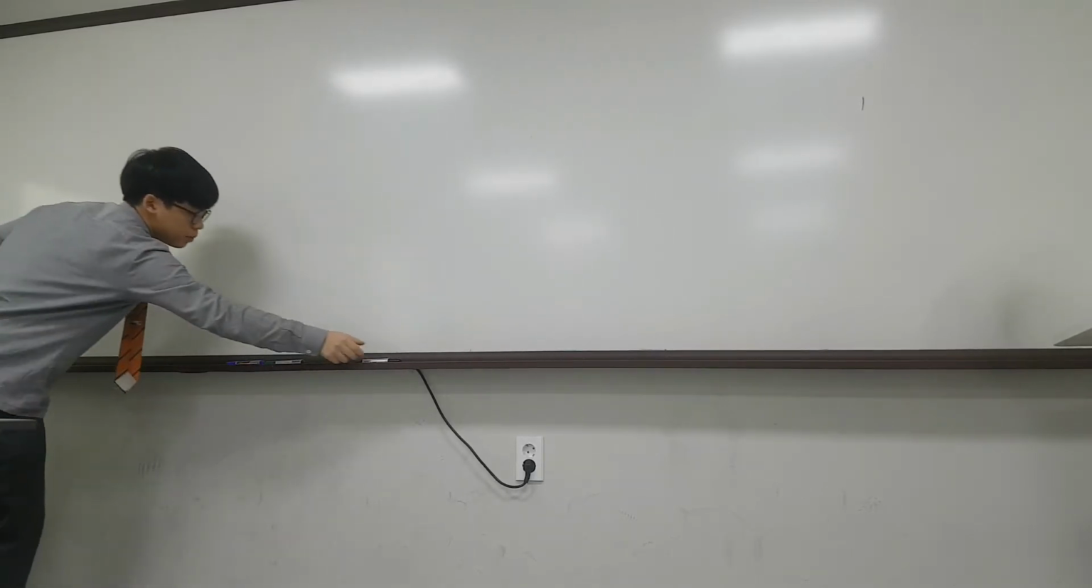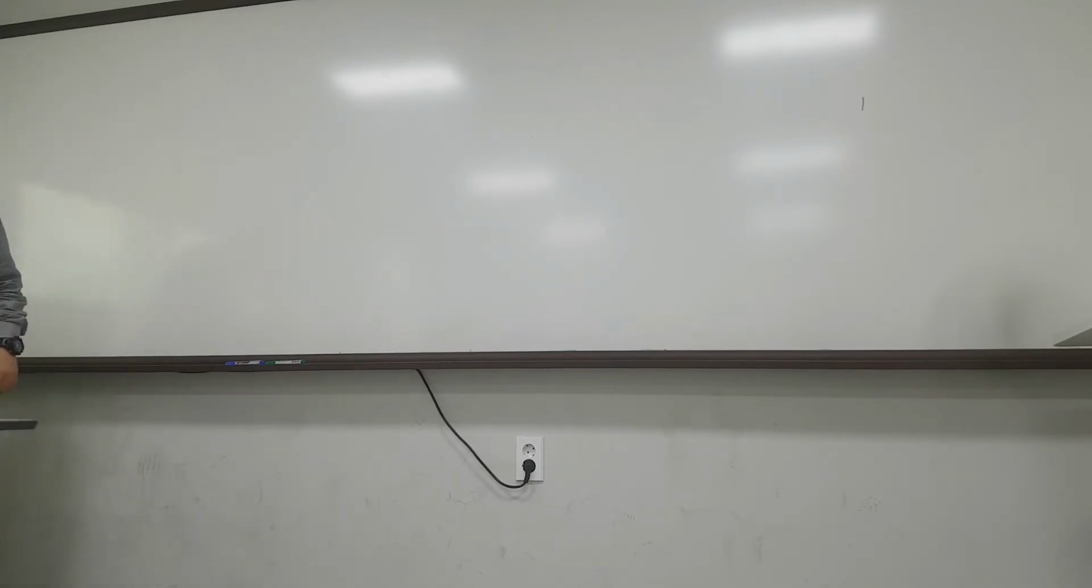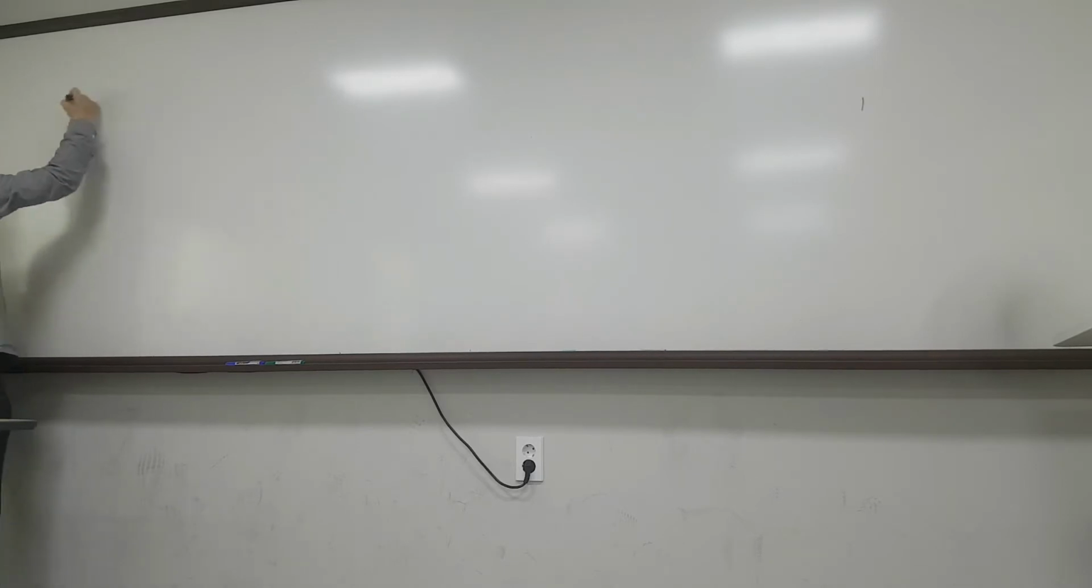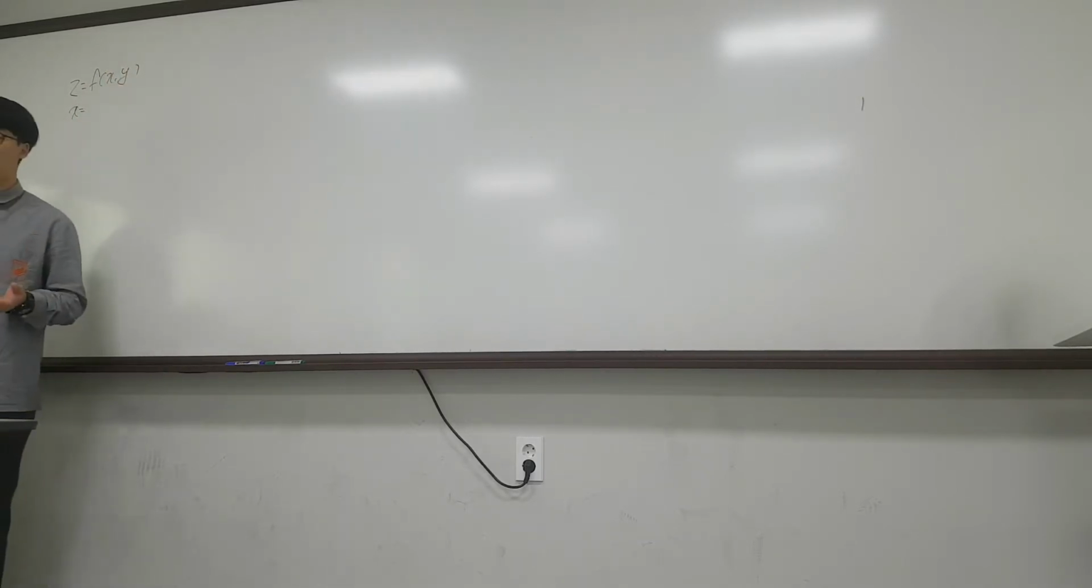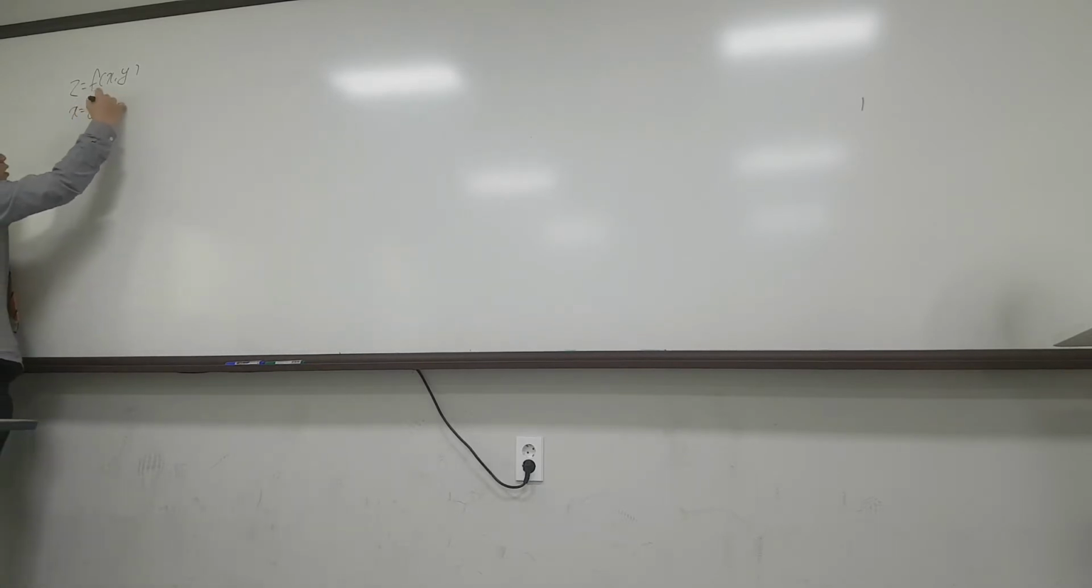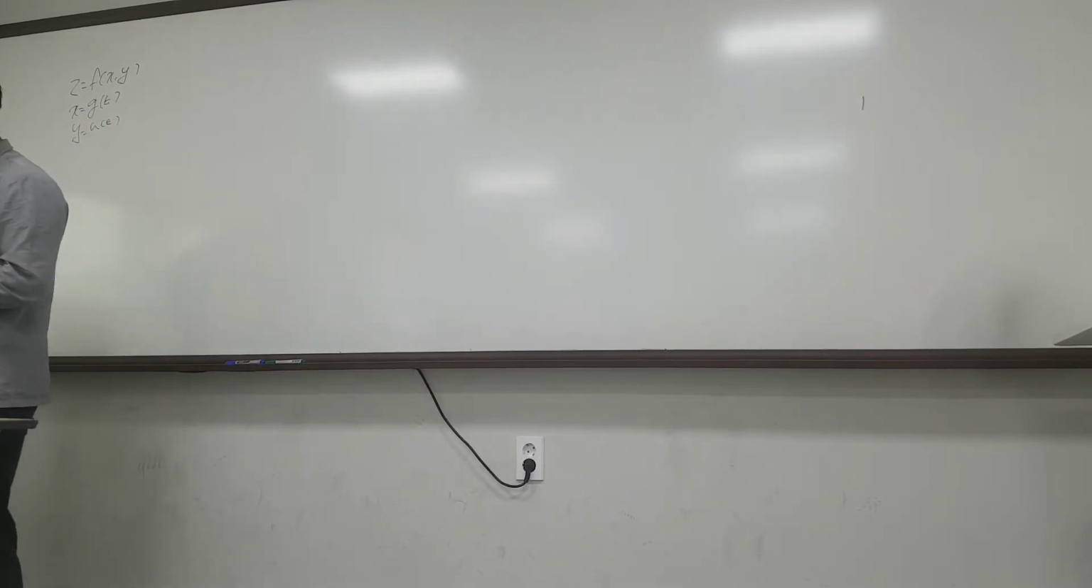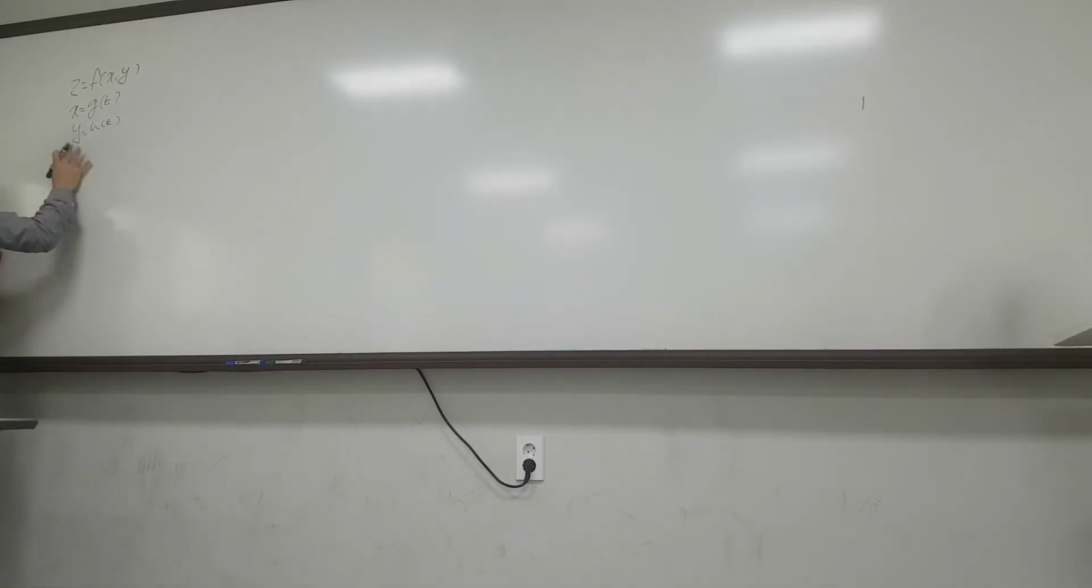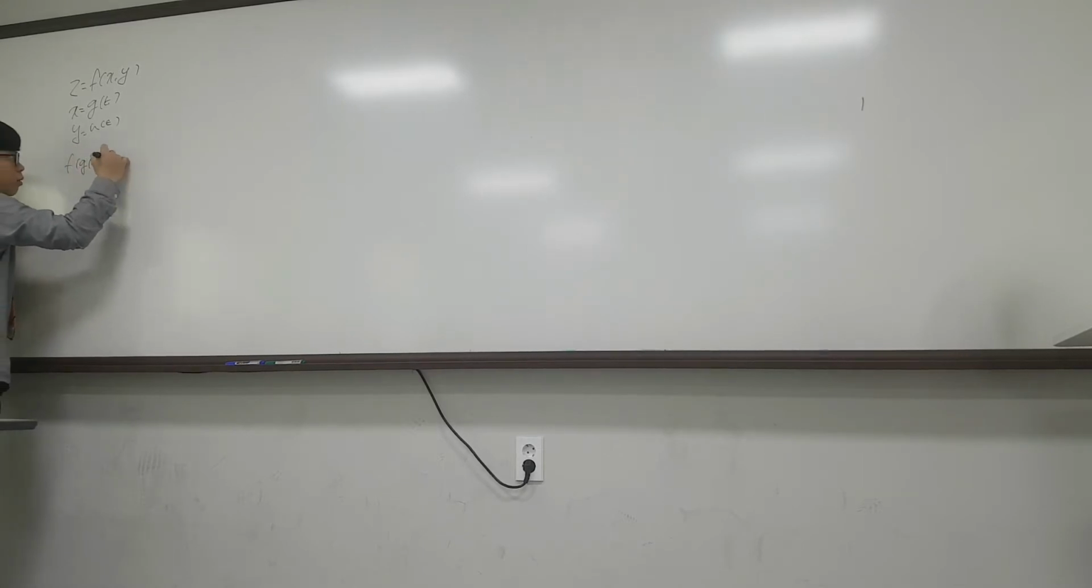Okay. Now let's play with three variables. Let's say z is f of x and y, and x and y are functions of t. So let's say x is g of t and y is h of t. By using these, this will make z a composite function of t, which makes f of g of t and h of t.